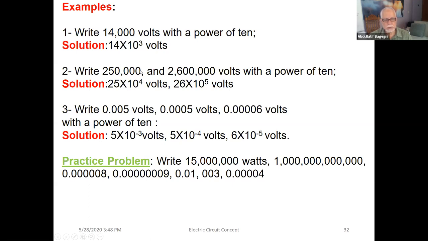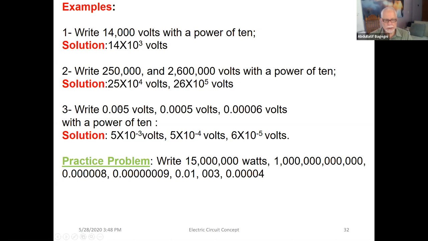250,000, same thing. We count 1, 2, 3, 4 zeros. So 10 to the power 4, 25 multiplied by 10 to the power 4. So these are equivalent. Same thing here. We count 1, 2, 3, 4, 5 zeros, so 10 to the power 5, so 26 times 10 to the power 5.